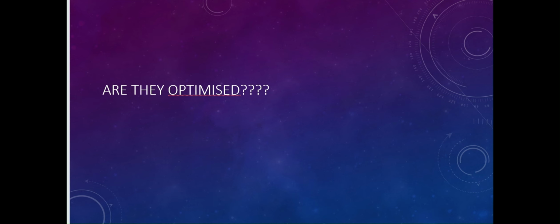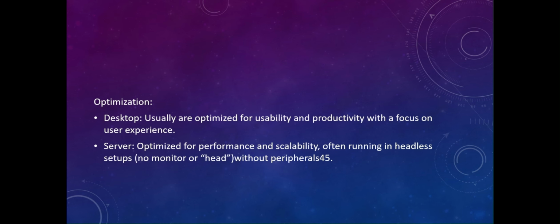Now let's talk optimization. Is anything optimized? To answer that, things do get optimized. Desktops usually are optimized for usability and productivity with a focus on user experience, while servers are optimized for performance and scalability, often running in headless setups, basically without the monitor or head, and without peripherals.